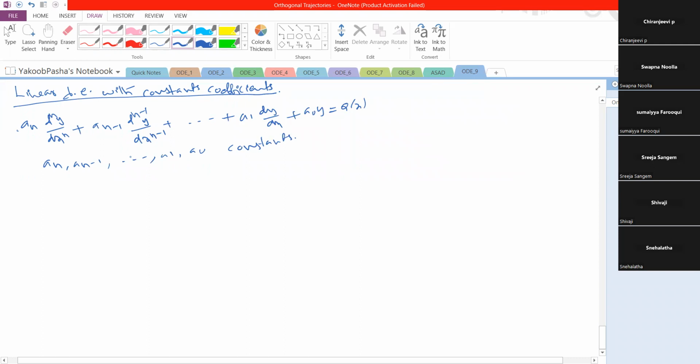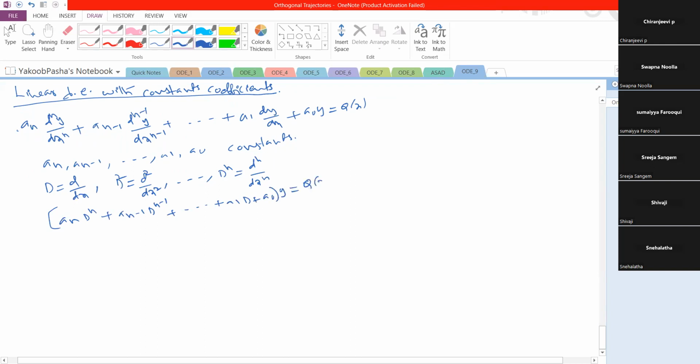Okay. Now, for this differential equation, we can use the notation D is equal to d by dx. So that D square is equal to d square by dx square and so on. D power n is equal to d power n by dx power n. So the given equation becomes an D power n plus an minus 1 D power n minus 1 plus and so on a1 D plus a naught into, you can take y as common.